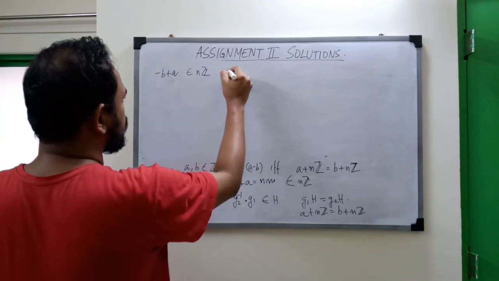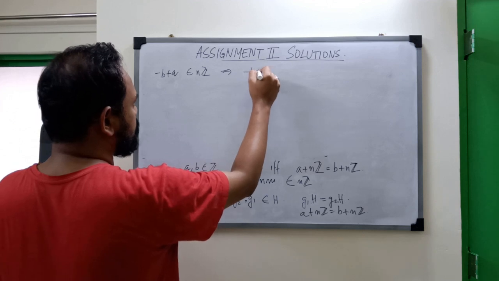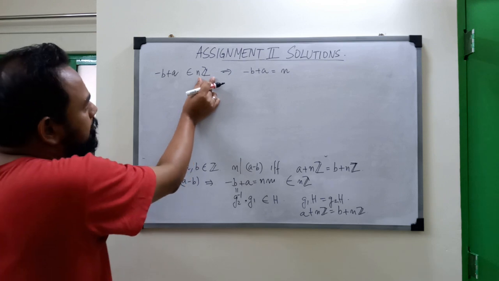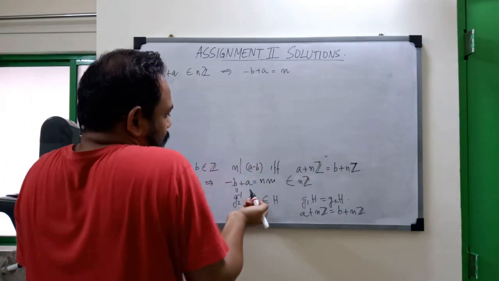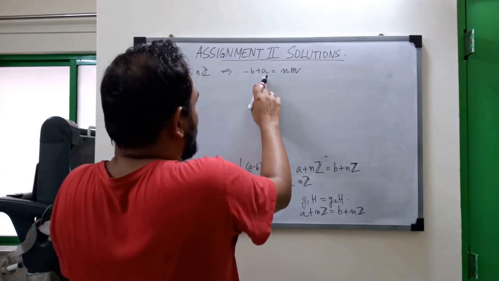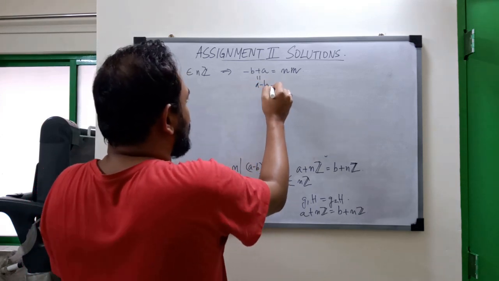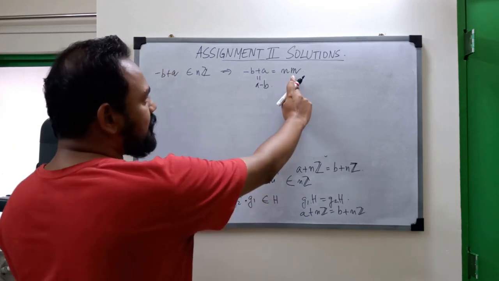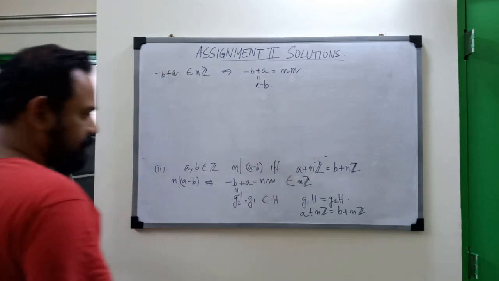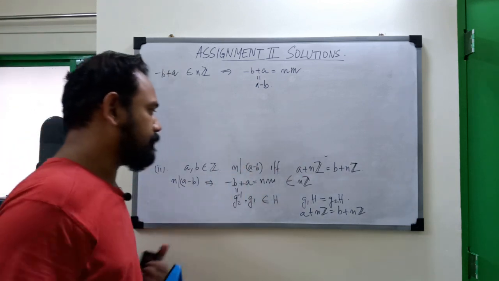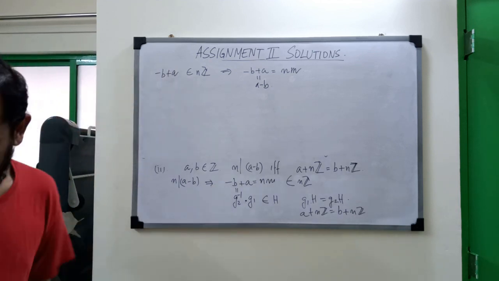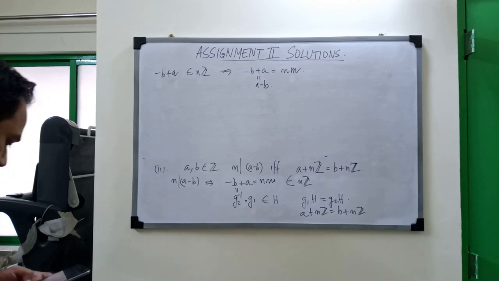And this is true means that minus b plus a is an element of nZ, means it is n times something, as we have written before, m. And so this is really a minus b. So a minus b can be divided by n, because if you divide this by n, you will get m. So this other way is also true. Just a simple back and forth way of looking at the same thing.